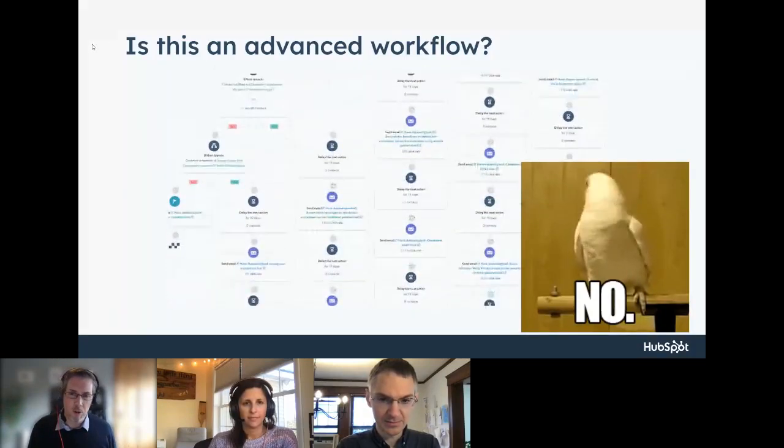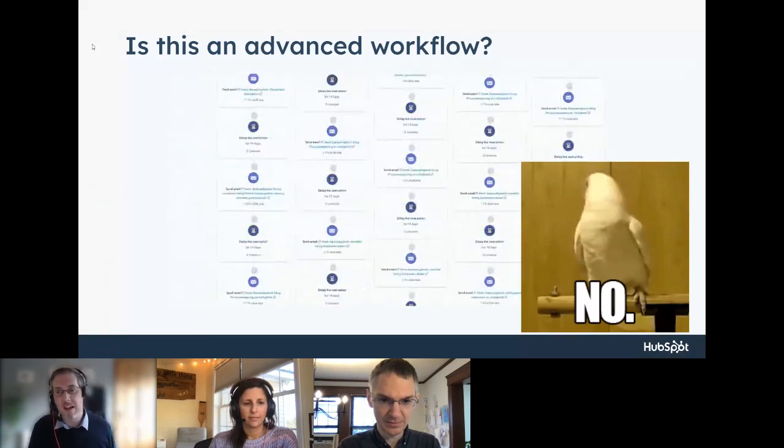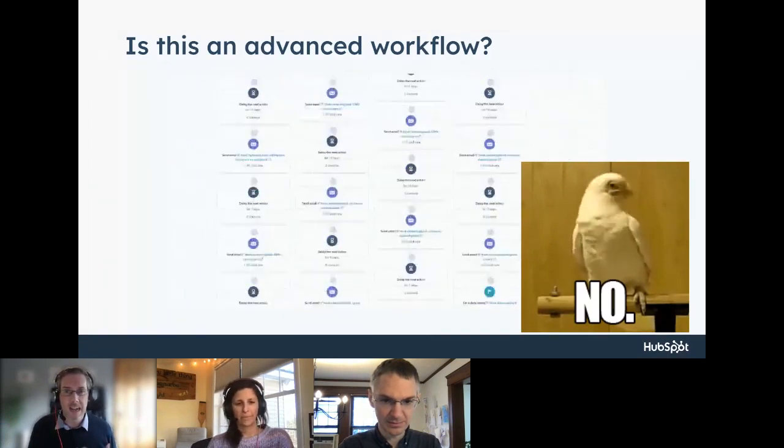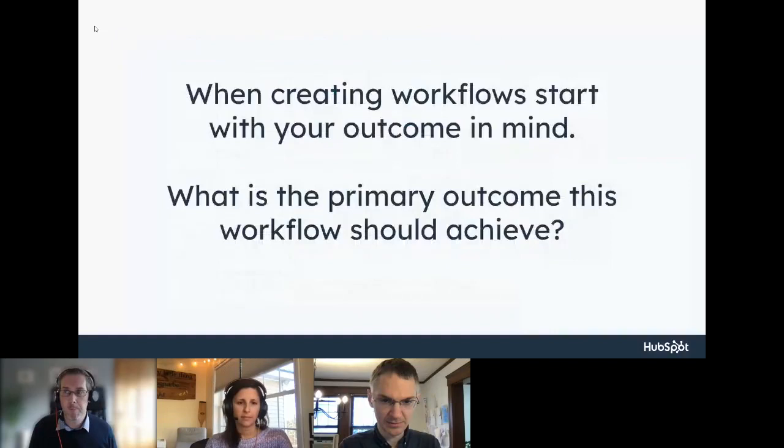So what's the solution to this? And really, how do we scale effective automation while managing this kind of complexity? Well, first, I'd recommend that when creating our workflows, we should start with our outcome in mind. What's the primary outcome this workflow should achieve? If we find our workflow is trying to achieve many things and is getting really complicated, perhaps that's a good opportunity to break the workflow up.